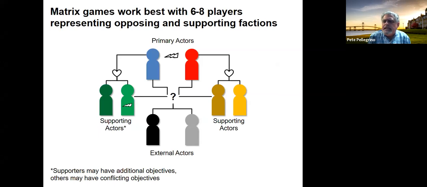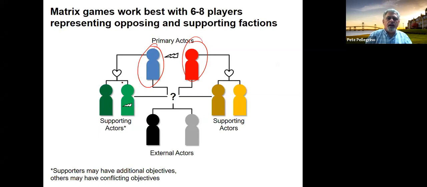Who should people be in a matrix game? So the general rule of thumb is that for the situation you have at hand, you can typically identify the two key protagonists and antagonists, all right? And those are these folks here. So you've got your primary combatants, if you will, that are on one side or the other of the issue, the matrix game, the scenario that the game is built around.